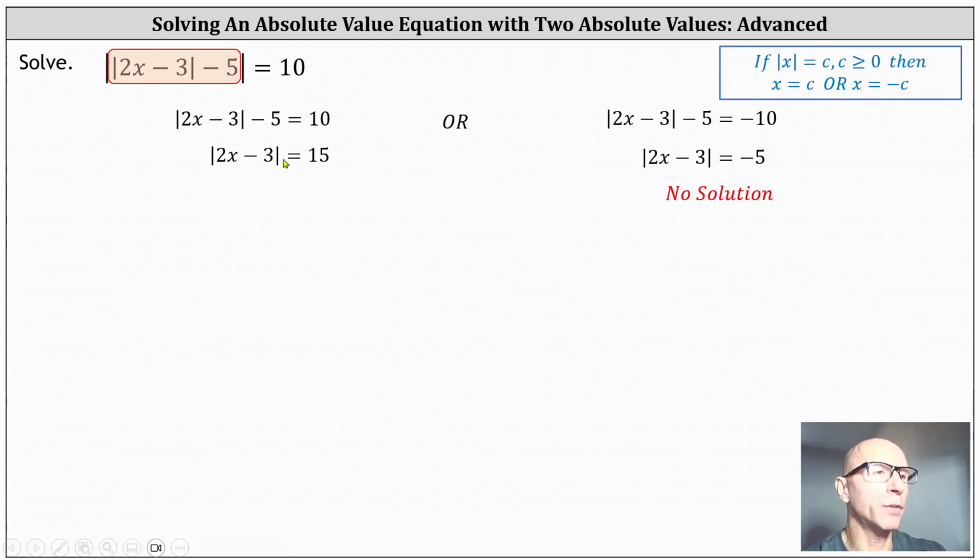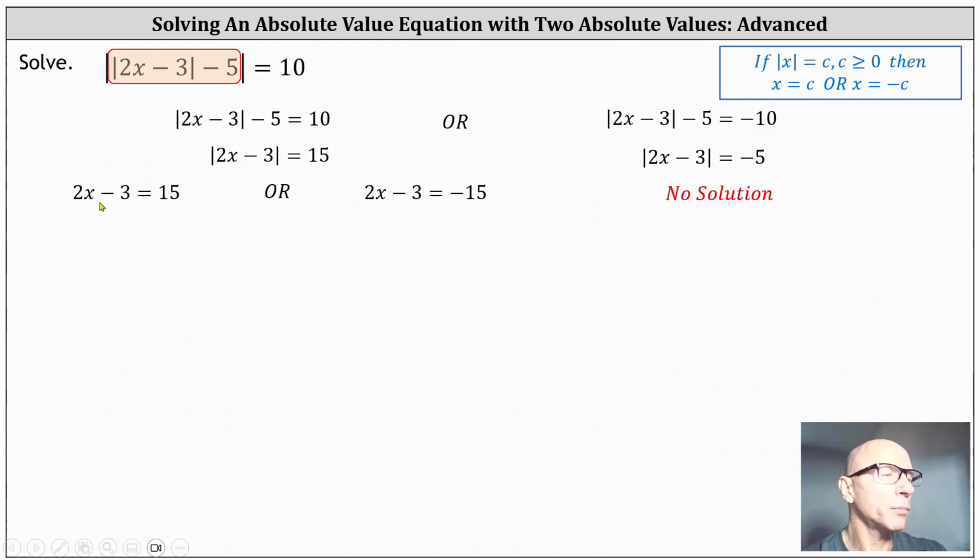So now we go back to the left, and we set up and solve two equations for the absolute value of the quantity 2x minus 3 equals 15. Again, the expression inside the absolute value can equal positive 15 or negative 15, and the absolute value will still equal 15. This gives us 2x minus 3 equals 15, or 2x minus 3 equals negative 15. And now we solve these two equations.